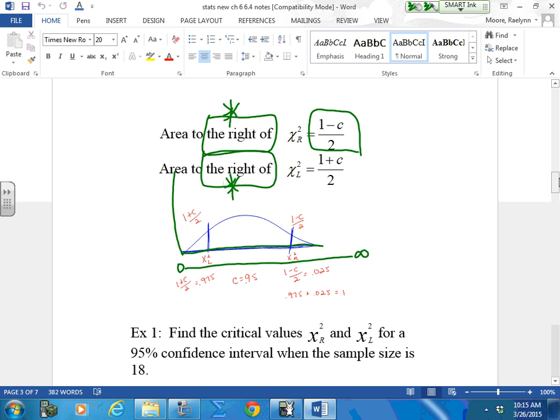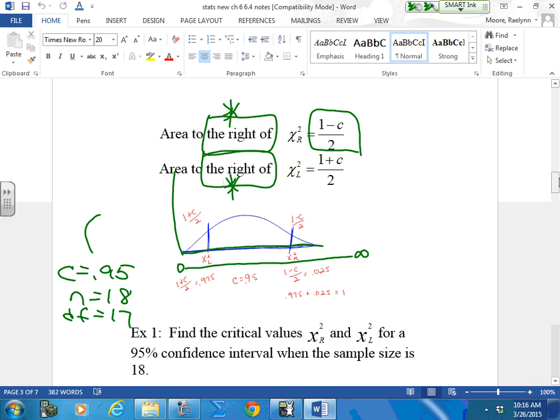You want to find your critical values of your chi-square right and your chi-square left for a 95% confidence interval when my sample size is 18. If my sample size is 18, what's my degrees of freedom? 17. Now, here's the problem. Here's your degrees of freedom. If you look across the top, they look a little strange, don't they? I never saw 0.995 used as my confidence. We only use 0.95, 0.90, 0.80. I never saw those used because they're not your confidence interval.